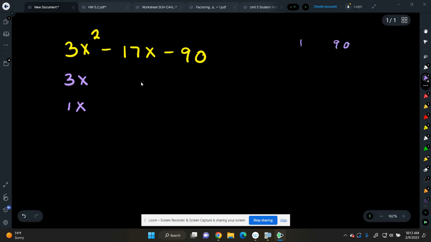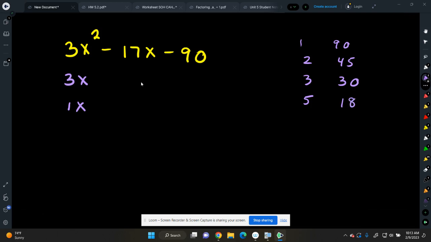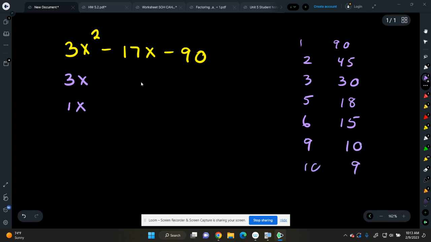1 and 90, 2 goes into it 45, 3 goes into it 30, 4 does not go into 90, 5 will be 18, say 6. Has to be a negative. Yeah, we'll work on that. 6 and what is that? 15? Okay. 7, no. 8, no. 9 and 10. 10 and 9. All right, so we'll stop there.